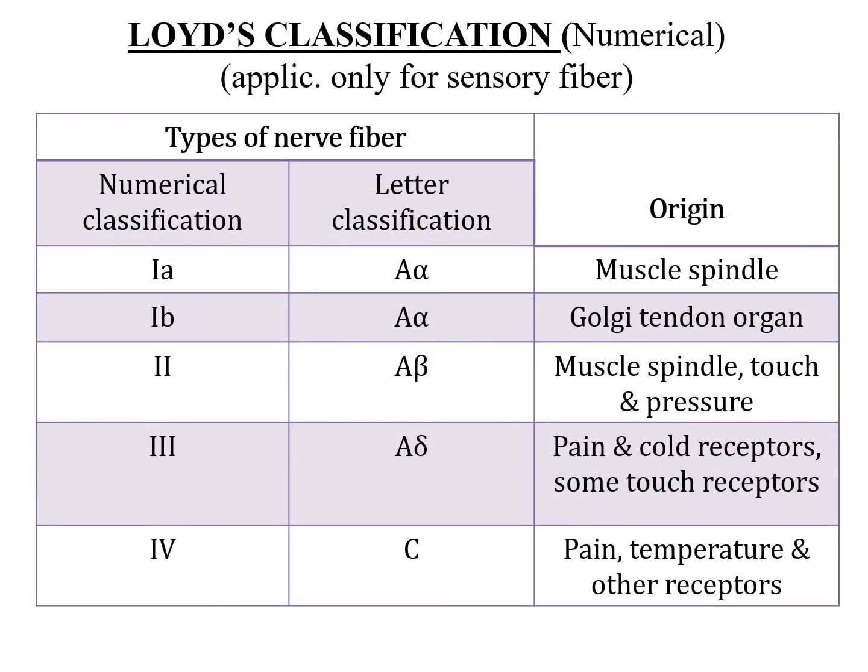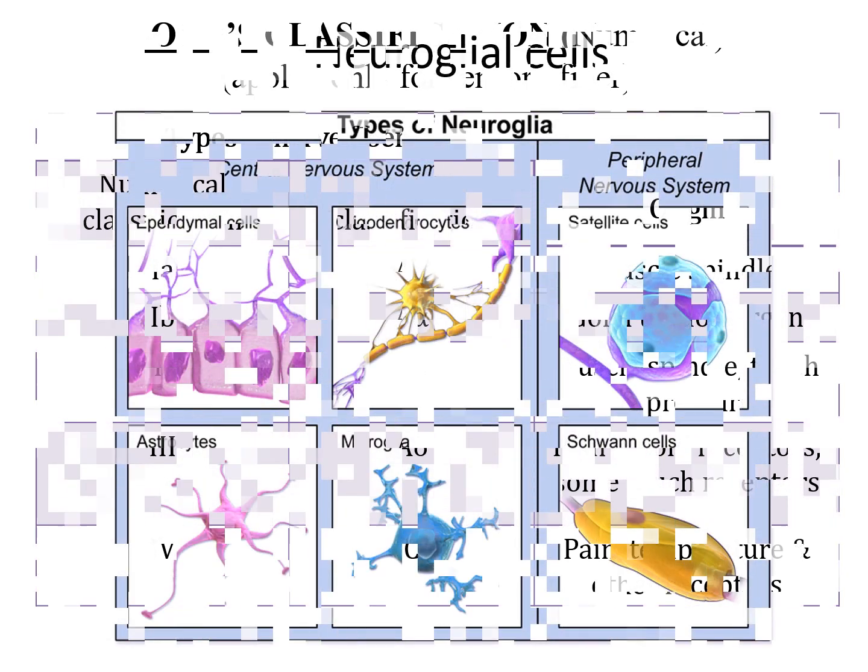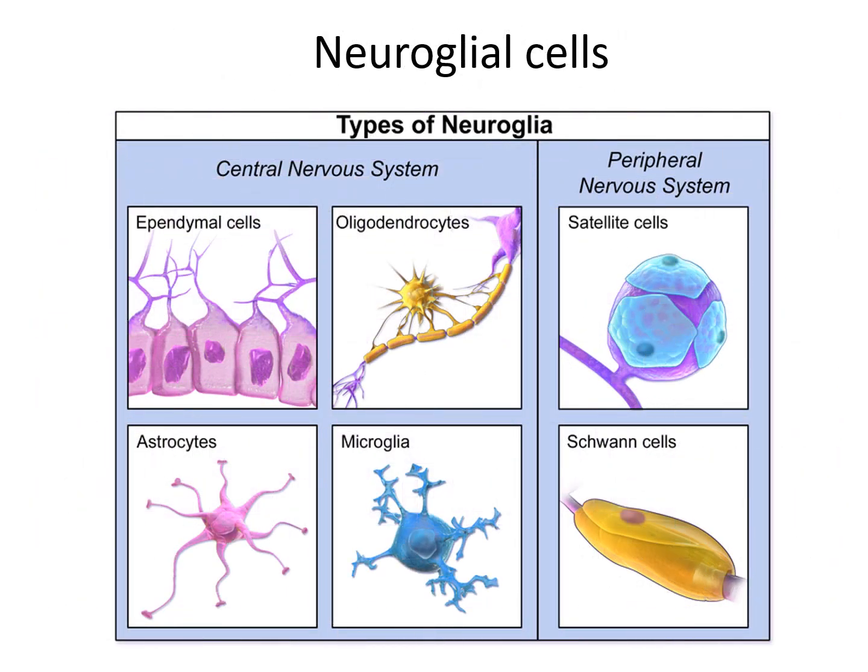Another classification is numerical classification based on the numbers, and then letter classification and their origin. And we can see the neuroglial cells, the types of neuroglia, that is the central nervous system cells and the peripheral nervous system supporting cells. Schwann cells and satellite cells are seen in the peripheral nervous system, whereas in the central nervous system, ependymal cells, oligodendrocytes, astrocytes and microglia are the supporting cells. They are otherwise called neuroglial cells. These are seen in the central nervous system.